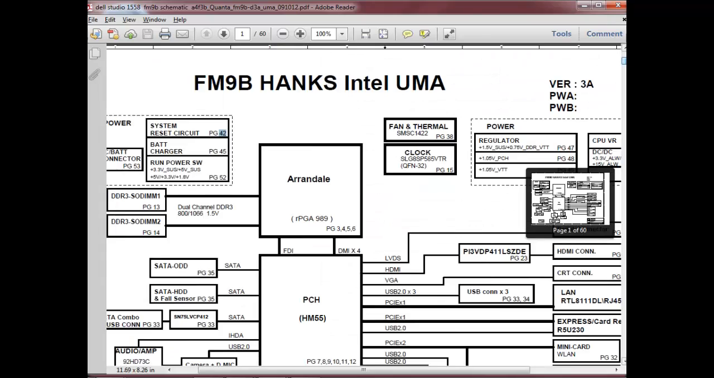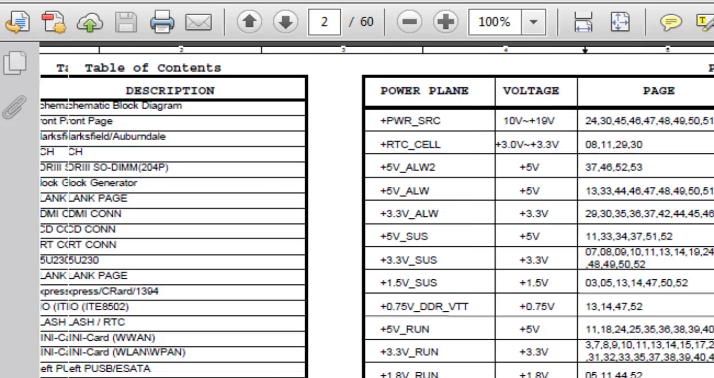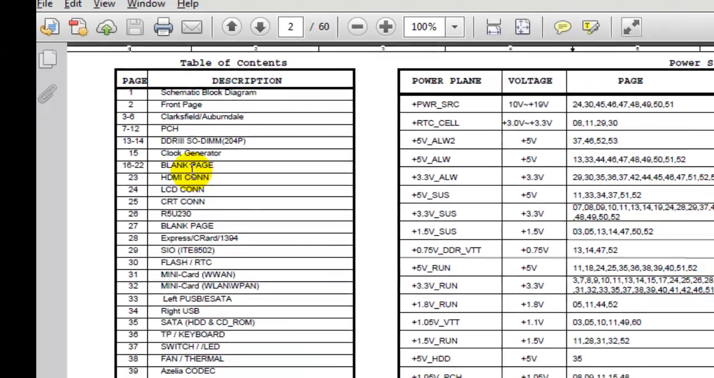Okay, in the second page we will see the page number of the IC. In the second page there is a detail of the page numbers. Page 1 is the schematic diagram, page 2 is the front page, 3 to 6 is the CPU, 7 to 12 is the PCH, 13 to 14 is DDR3, clock generator, blank page, like this.